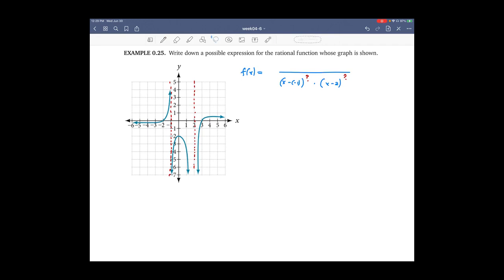Now, what can we say about these powers? Well, at 2, we see the behavior at 2 is the same, which tells us that x minus 2 is raised to an even power.